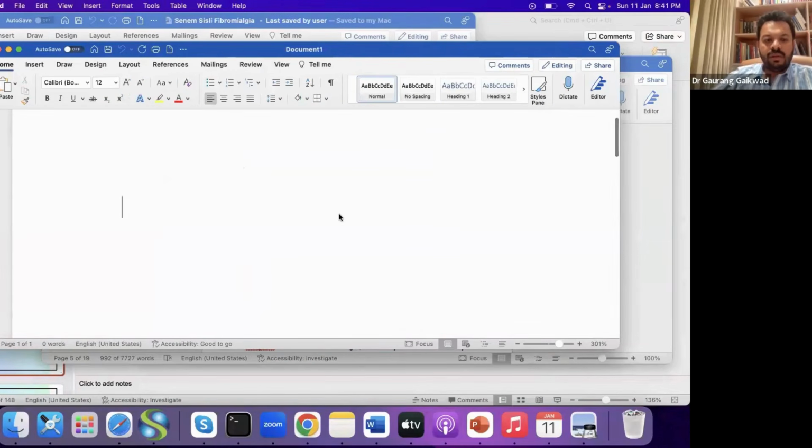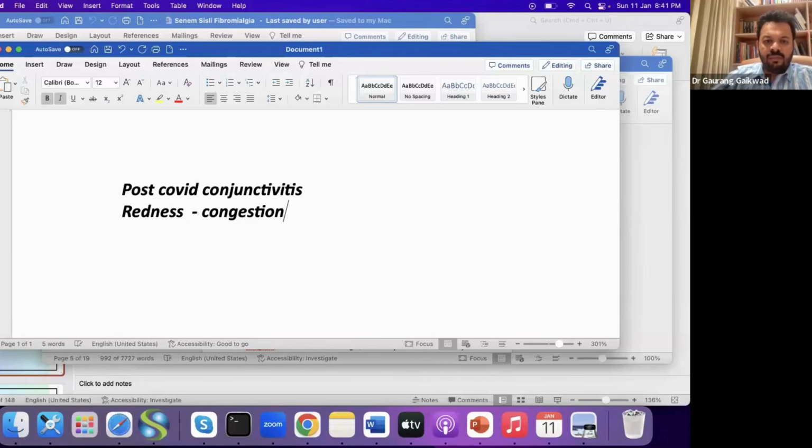So, what do we know now in this case? We know that she has a post COVID conjunctivitis, right? Let's try to understand this. Along with that, she also has the situation of the redness, the congestion, a lot of pain, and all that. But along with that, she has a lot of cough, which is aggravated by draft of air. She has palpitations, which is aggravated by lying and better by lying on the right side.